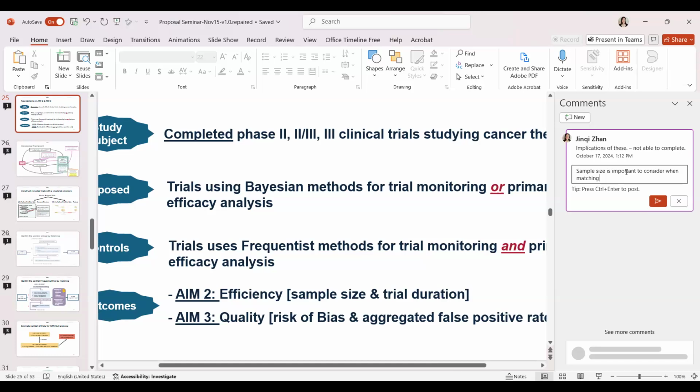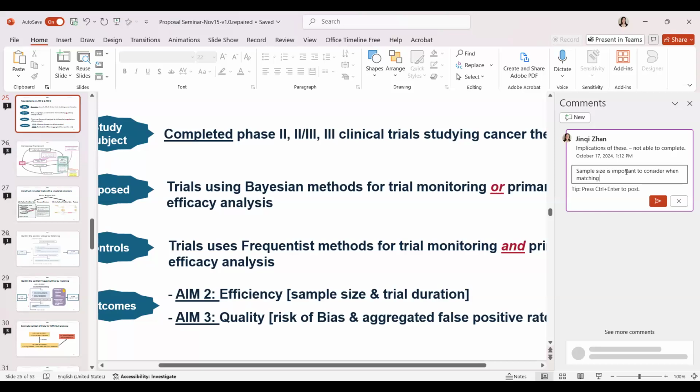Okay, sounds good. Potentially, we're thinking of expanding the databases that we're going to look at for frequentist trials to see if we can find more matches.